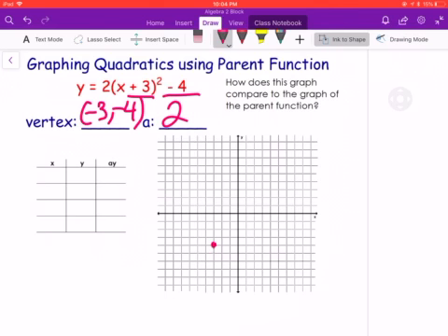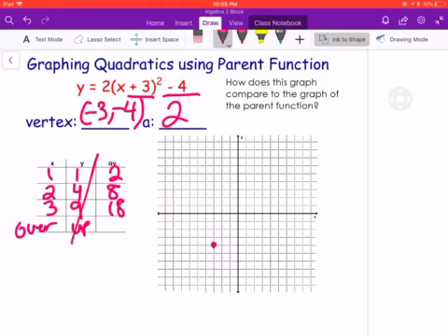Then we can use our parent function pattern again. Usually our parent function pattern is over 1, up 1, over 2, up 4, over 3, up 9. It was over and up is what I meant to say. The a value in this one is 2 though, so this will all be doubled. So it'll be 2, 8, and 18.